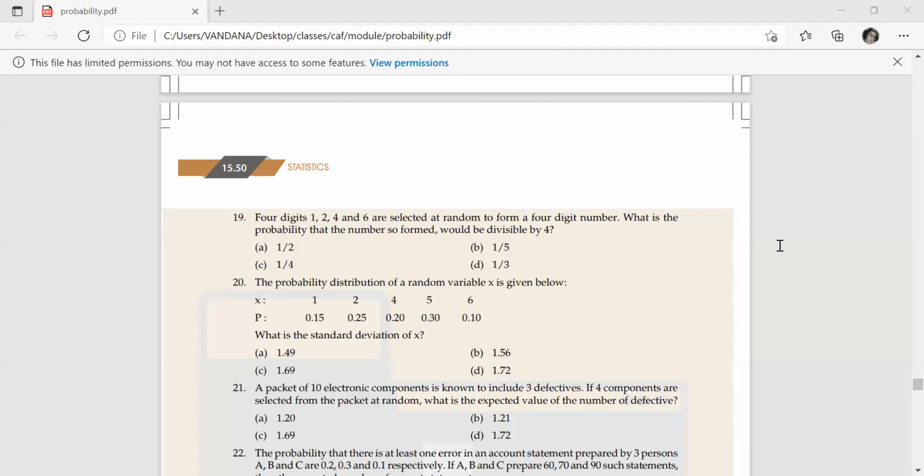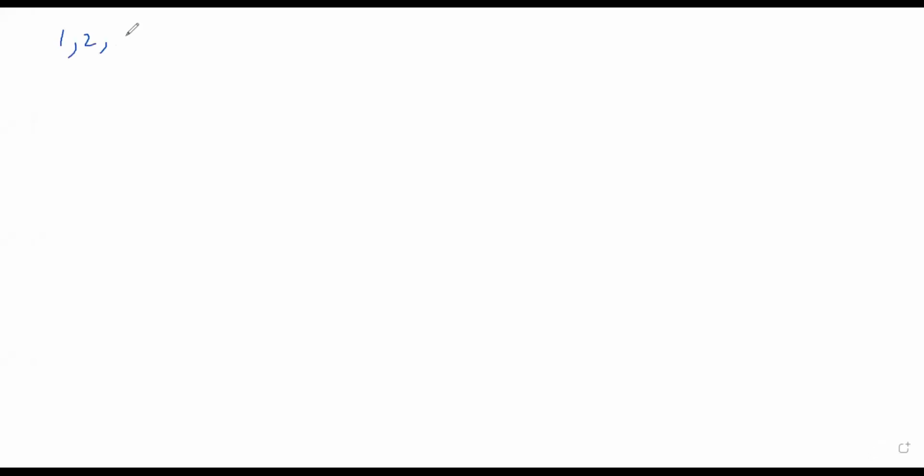Four digits 1, 2, 3, 1, 2, 4, 6 are selected at random to form a 4-digit number. What is the probability that the number so formed would be divisible by 4? Now, in how many ways can we form a 4-digit number from the given 4 digits 1, 2, 4, 6? We can form a 4-digit number in 4 factorial, that is 24 ways.